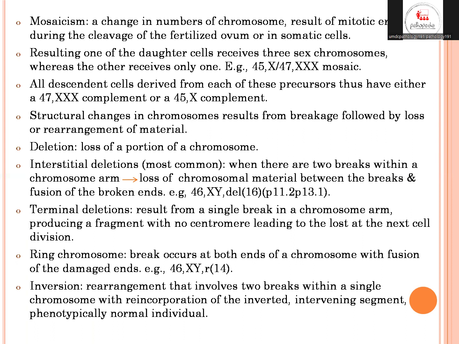And the ring chromosome is developed when both ends of a chromosome are broken, with fusion of the damaged ends. Inversion: inversion is a rearrangement that involves two breaks within a single chromosome with reincorporation of the inverted intervening segment, phenotypically normal in individuals.